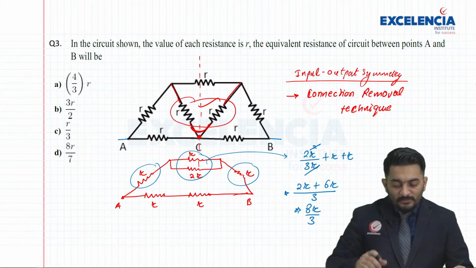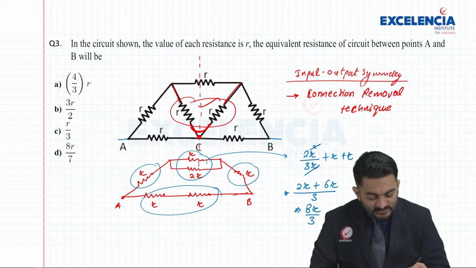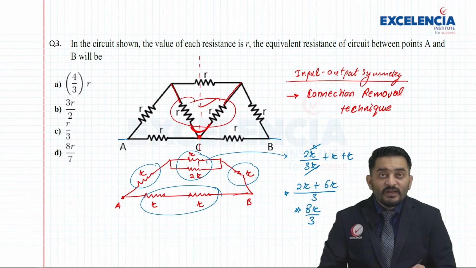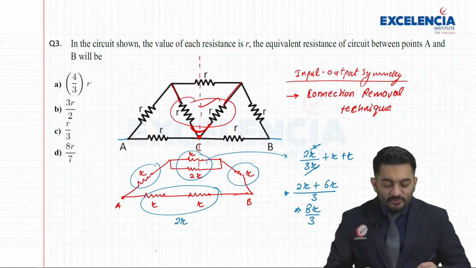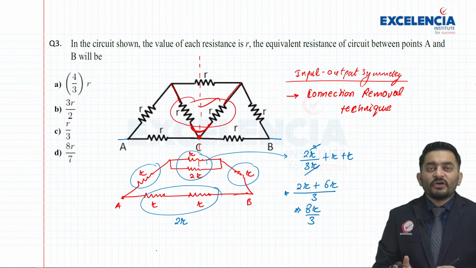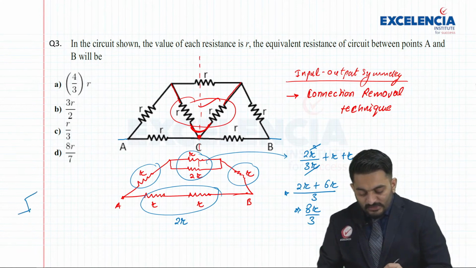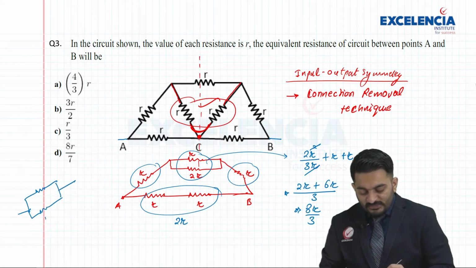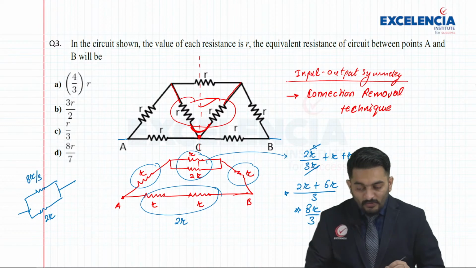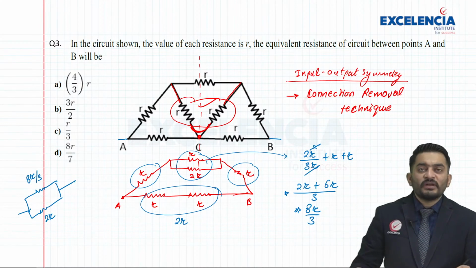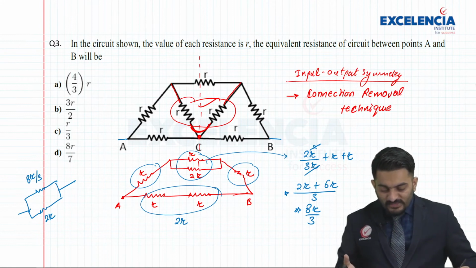Now you got the upper arm. The two connections here are in series, so the R equivalent is going to be 2R. Now we just need to solve for 2R and 8R by 3. But remember there are two arms. So the final combination, if you look, is how it's going to appear to you. And what we can see over here is that these two are in parallel. So if we solve it, I think we will get the answer.